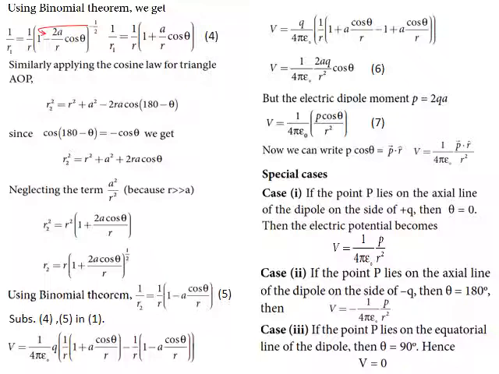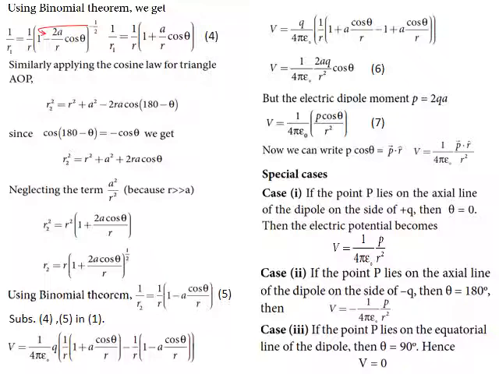Okay, now we are going to take this R square term as common, as we discussed earlier, and we are going to neglect the A square by R square term. Therefore the final equation becomes R2 square is equal to R square into 1 plus 2A cos theta by R. Take the square root on both sides, it becomes R2 is equal to R into 1 plus 2A cos theta by R, whole power 1 by 2.